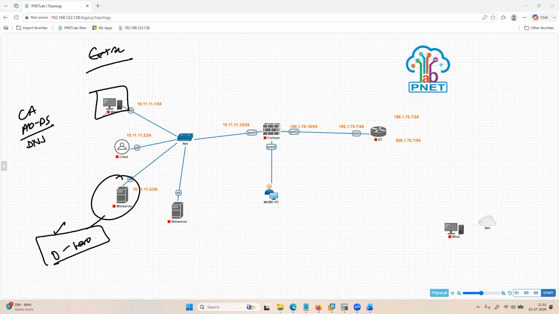We will be leveraging and trying to let this buddy join the same domain controller, and then we'll be leveraging our passive authentication part, that is known as FSSO, Fortinet Single Sign-On. Getting it?